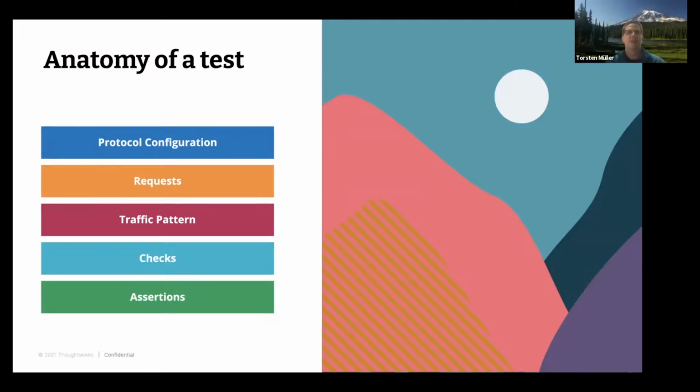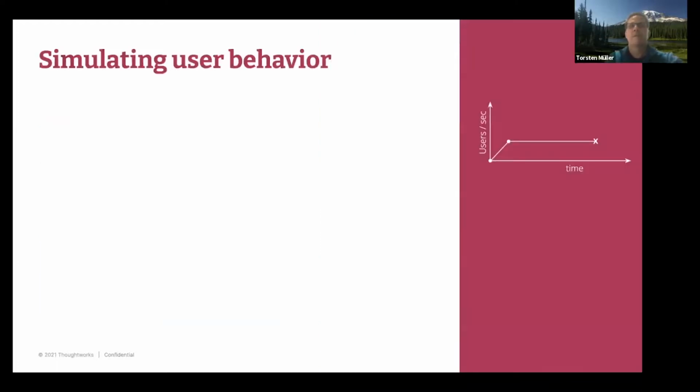But this is the list of the building blocks for a Gatling test. We've talked about the protocol configuration. We've talked about the requests. Traffic patterns, we have talked a little bit, a part of it, there's still more. We've talked about how we can build our scenarios out of the requests, which is part of a traffic pattern. We have not talked about the checks and assertions yet, so we're roughly at about the halfway point.